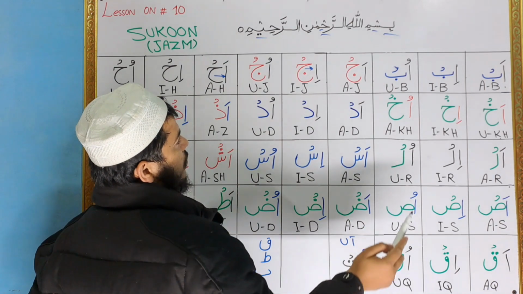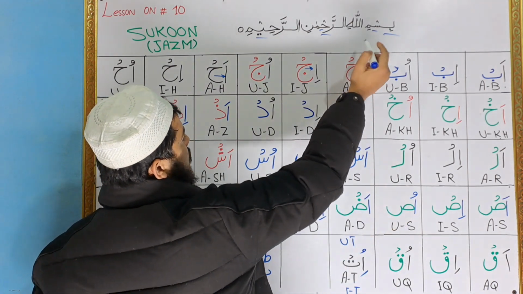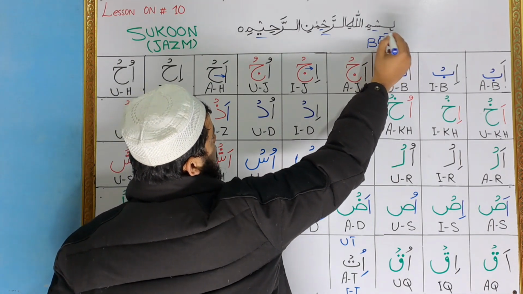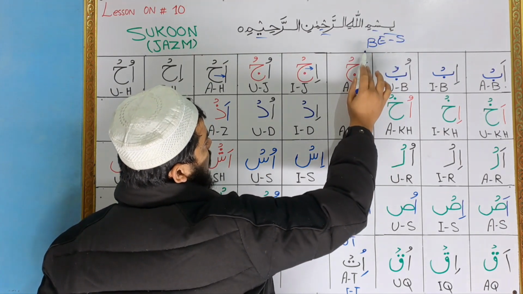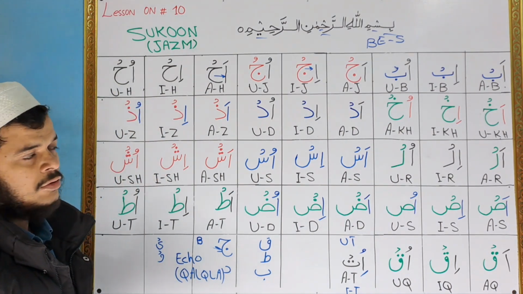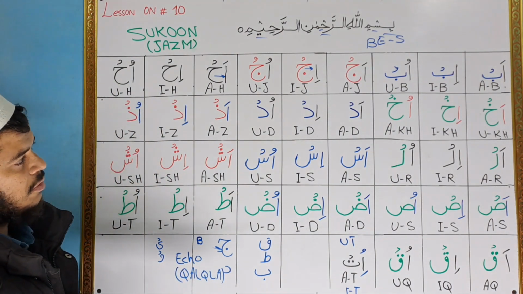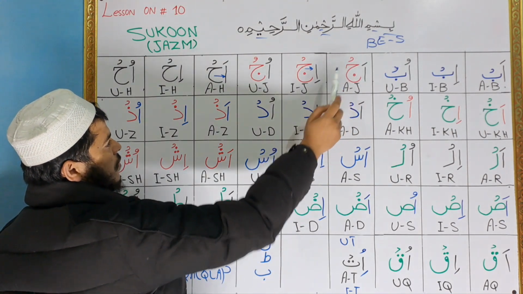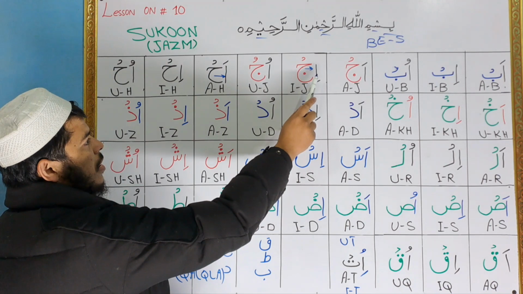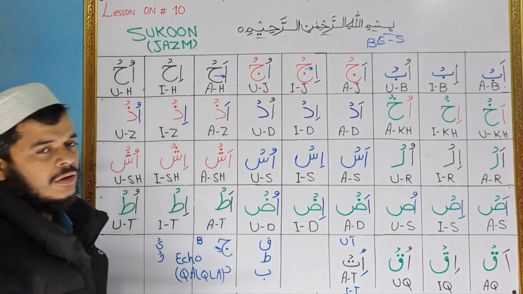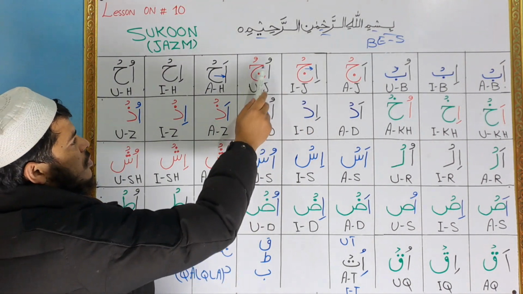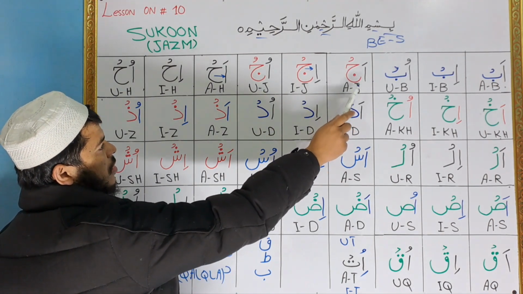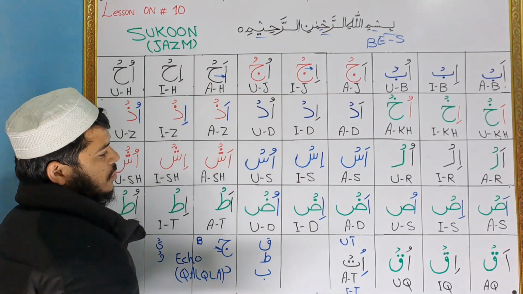So ba with kasra will be b, and because of sin we will add the s sound, it will become bis. So basically it's just an example of how these letters will sound. Alif jim fatha aj, alif jim kasra ij, alif jim dhamma uj. Without spellings it will be aj, ij, uj.